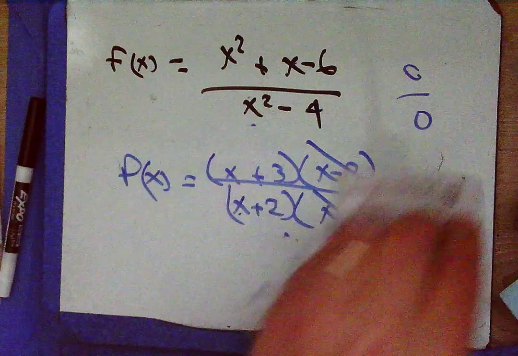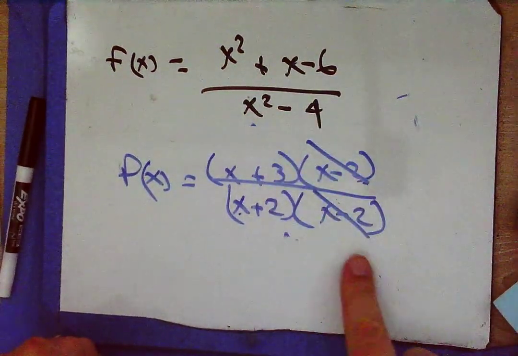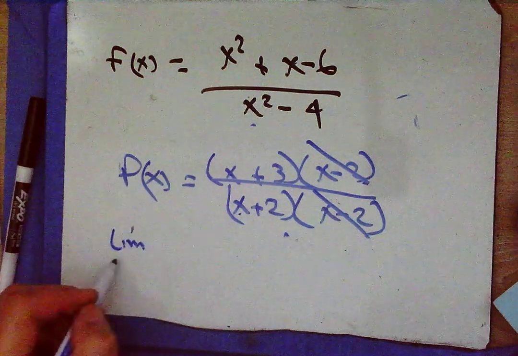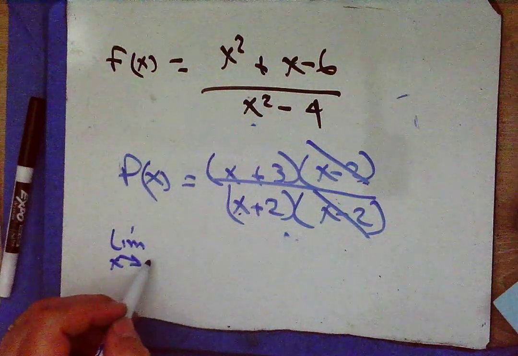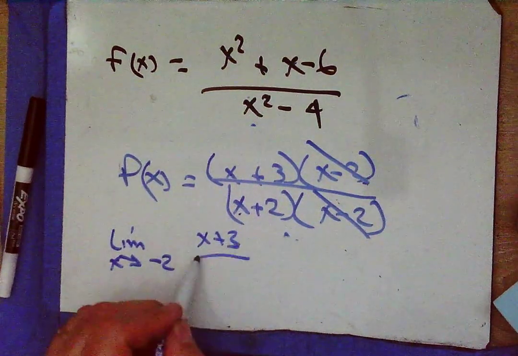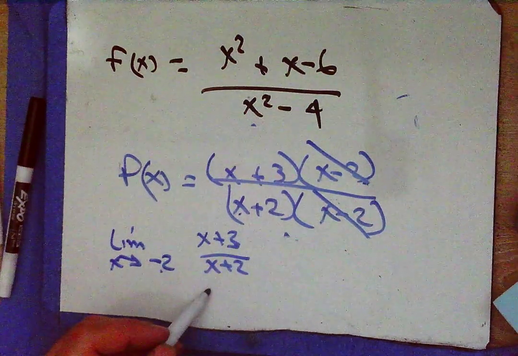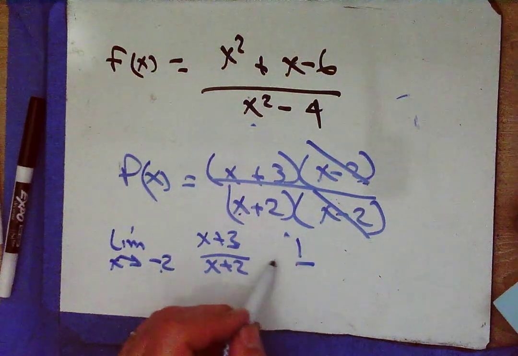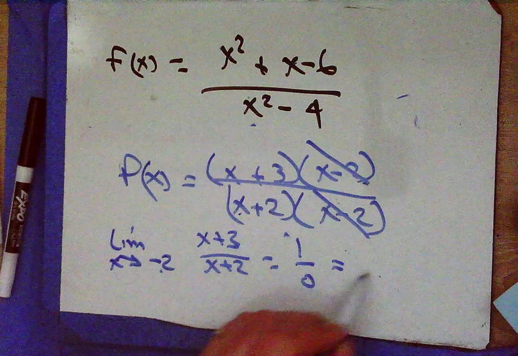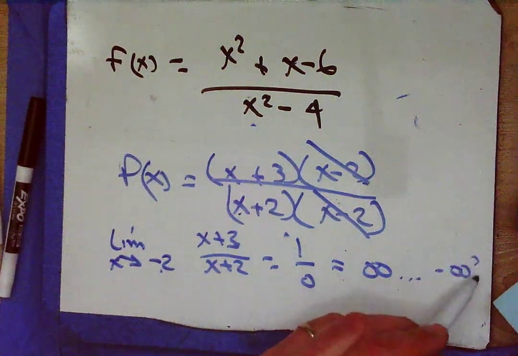So what do I have for a vertical asymptote? Well, when I take away the factors that make the hole, I now have this. And if I consider the limit as x heads to, say, negative 2 of x plus 3 over x plus 2, what happens if I plug a negative 2 in here? Well, I get 1 over 0. Aha! That is infinity. Or is it negative infinity?